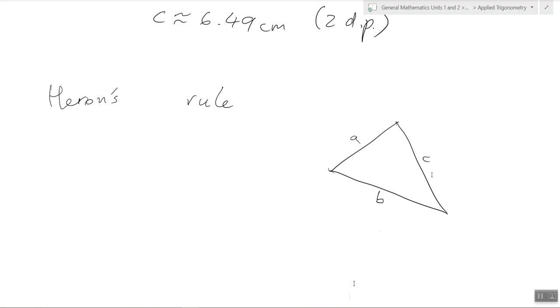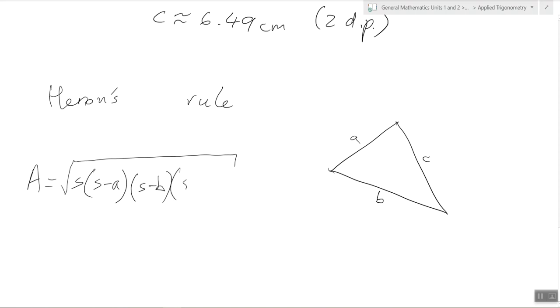So Heron discovered the area equals the square root of s times s minus a times s minus b times s minus c. A, B, and C are the lengths of the 3 sides. So write it down. A, B, C.